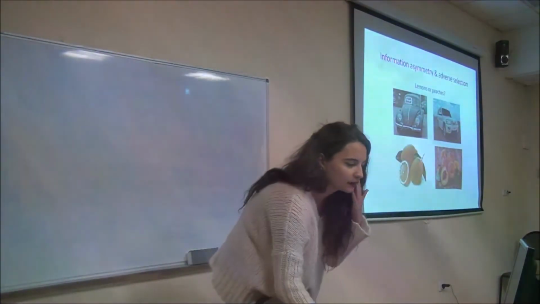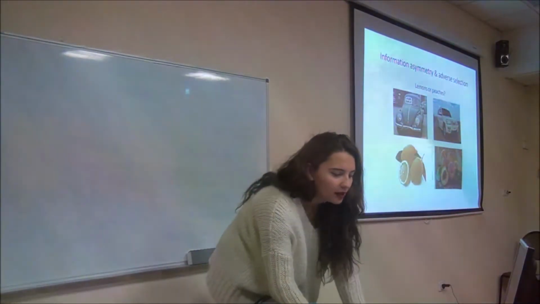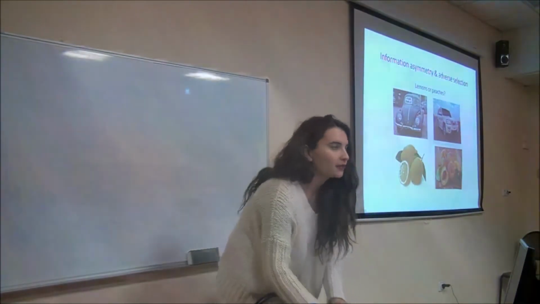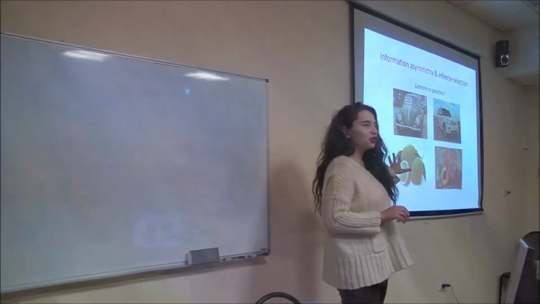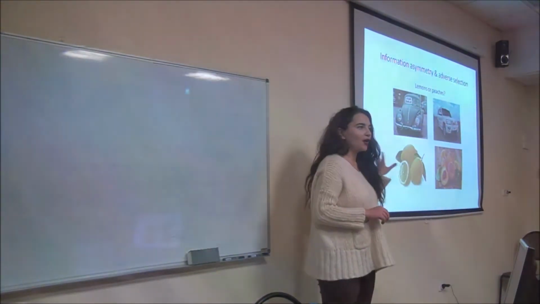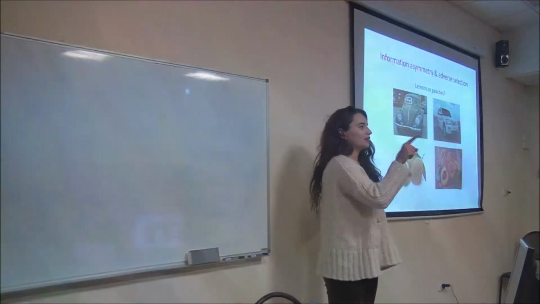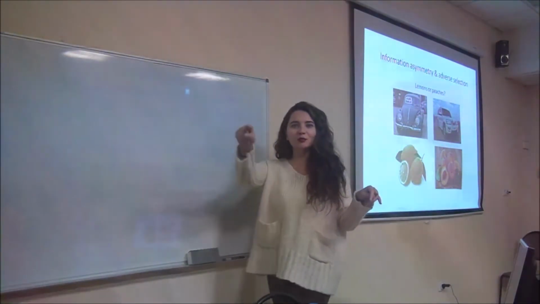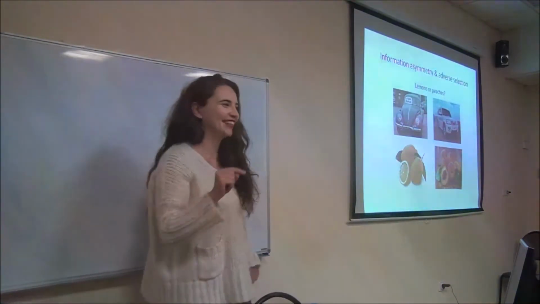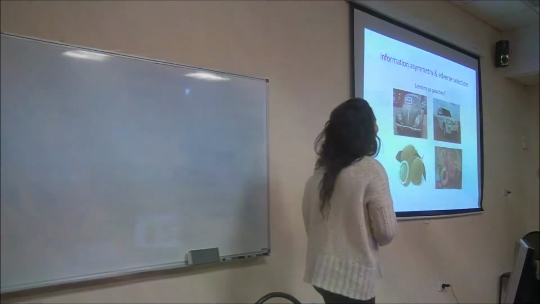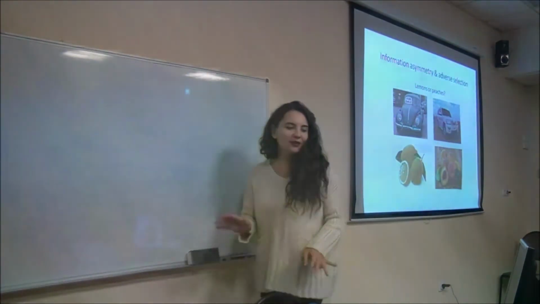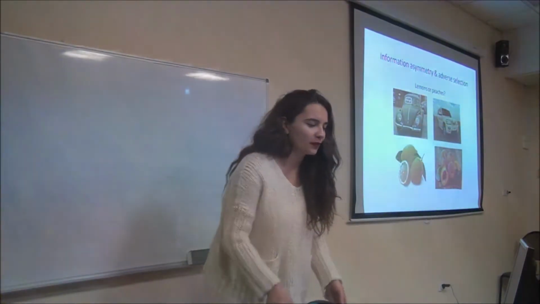Information asymmetry and adverse selection. What do I mean by that? Did anyone hear about this lemons and peaches example about the car market? Yes, one person, 2 people because you studied it, 3 people. Okay, so maybe it will be a little boring for you, but this is an important concept. So what does it mean?